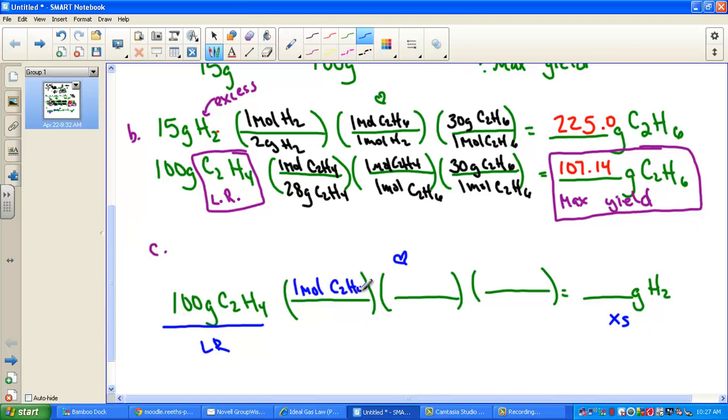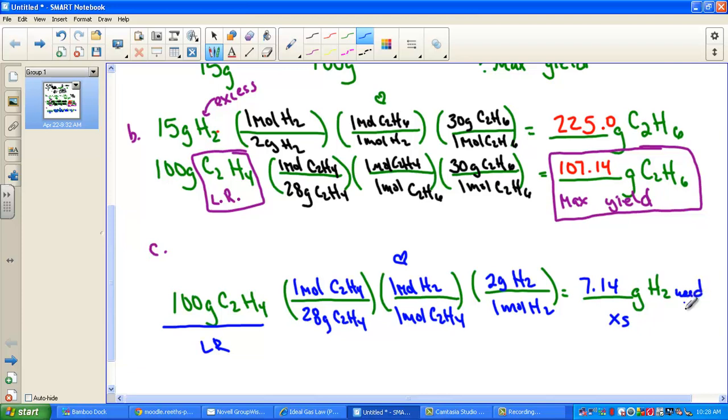We have 1 mole of C2H4. Its molar mass was determined to be 28. Again, I have a 1-to-1 stoichiometric ratio. And now, of course, the molar mass of hydrogen comes out in our third step. Its molar mass is 2. 100 divided by 28 times 2 says that we've used 7.1428, so 7.14 grams along the way, consumed or used up.